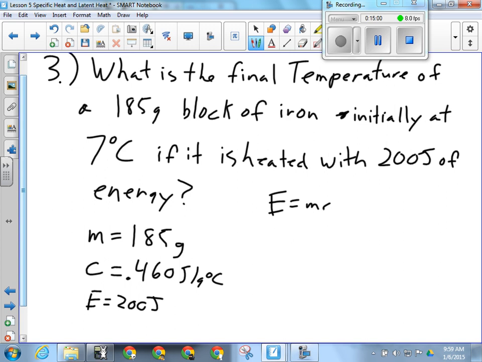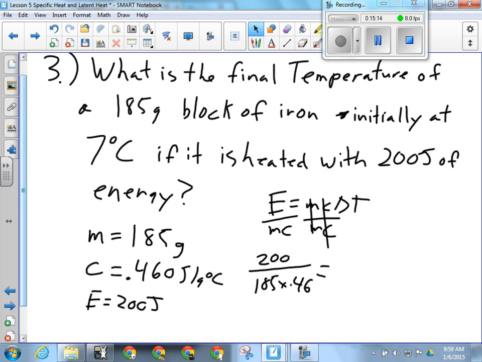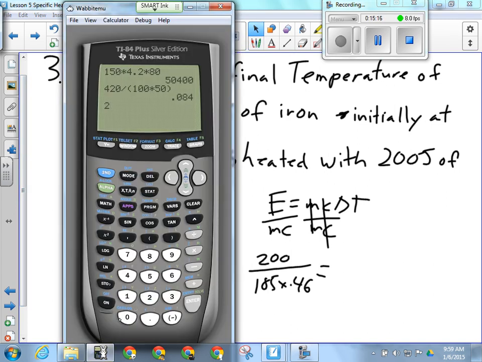E equals mc delta T, and I'm going to solve for delta T by dividing both sides by m times c. So we'll have our 200 divided by 185 times 0.46. So 200 divided by 185 times 0.46. All right, so the temperature change is 2.35 degrees Celsius.